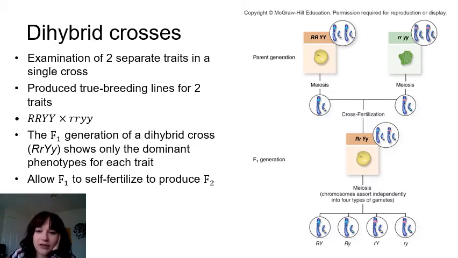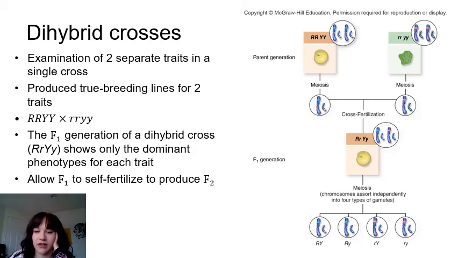So we've got a plant that's homozygous dominant for color, it's yellow, and homozygous dominant for texture, so it's round, and we're crossing it with a homozygous recessive plant for both of these traits, so it is wrinkled and it is green. Now when these plants are crossed, the F1 generation, the resulting generation, just like before, is heterozygous for each of these traits.